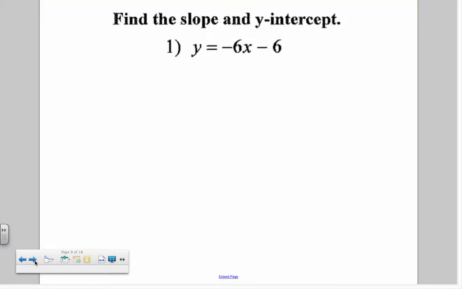Number 1 says find the slope and y-intercept. Well, if we know about the different forms of equations of lines, this shouldn't be too hard. If we have something that's in y equals mx plus b form, or the slope-intercept form, we can easily tell the slope and the y-intercept. Slope-intercept form is y equals mx plus b, where my m is my slope and my b is my y-intercept.